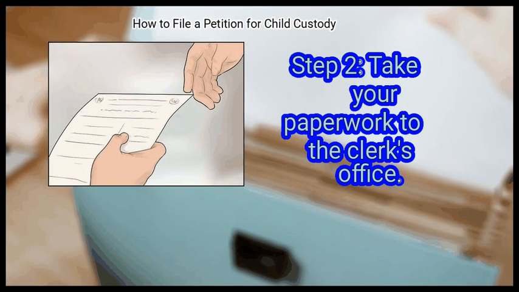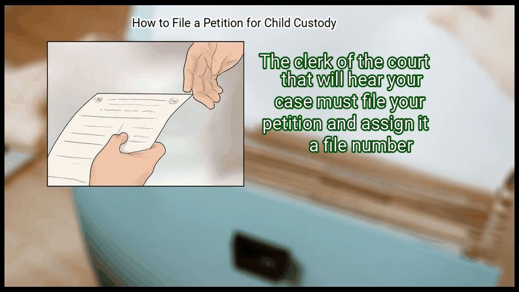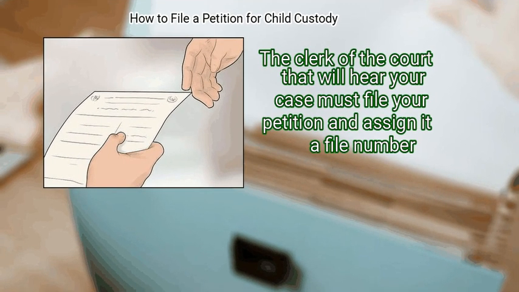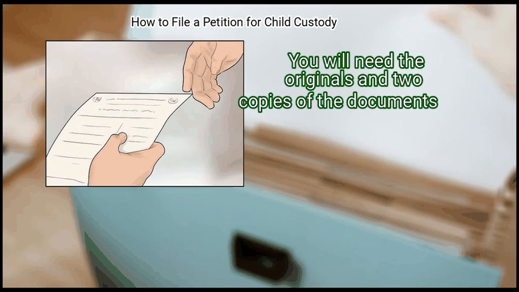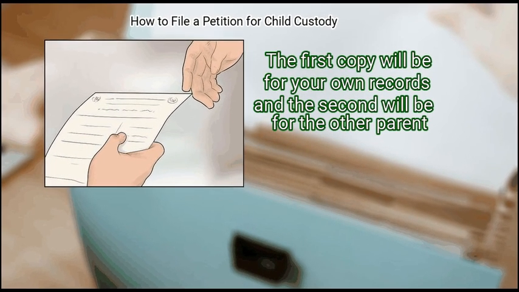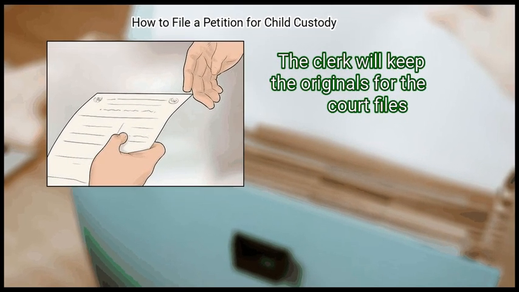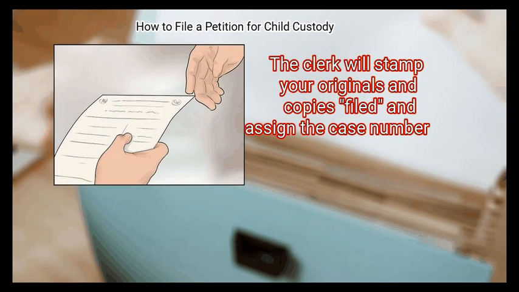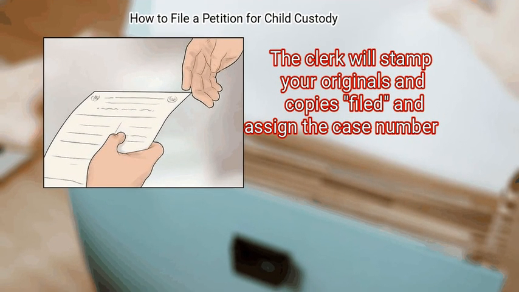Step 2. Take your paperwork to the clerk's office. The clerk of the court that will hear your case must file your petition and assign it a file number. You will need the originals and 2 copies of the documents. The first copy will be for your own records and the second will be for the other parent. The clerk will keep the originals for the court files. The clerk will stamp your originals and copies "filed," and assign the case number.